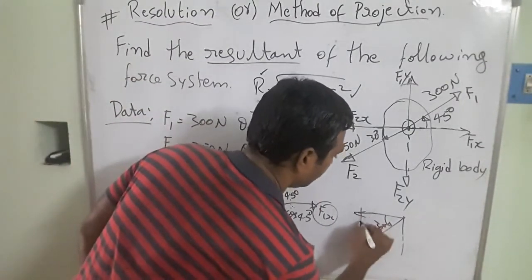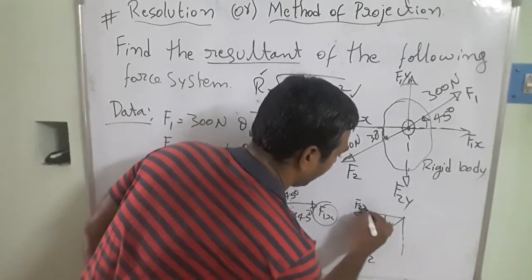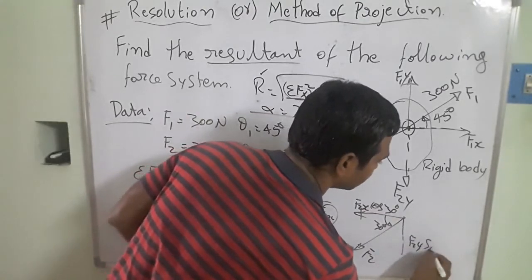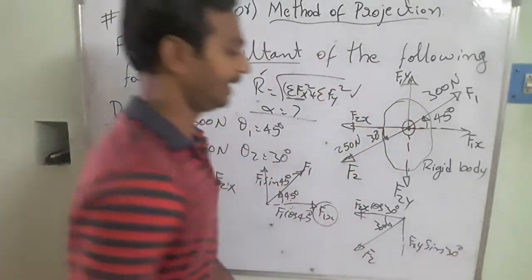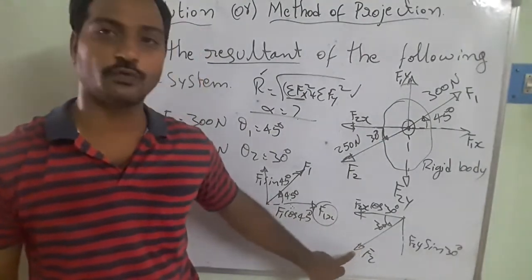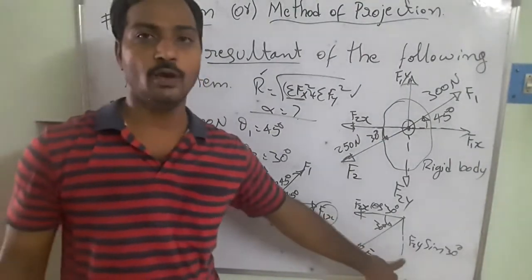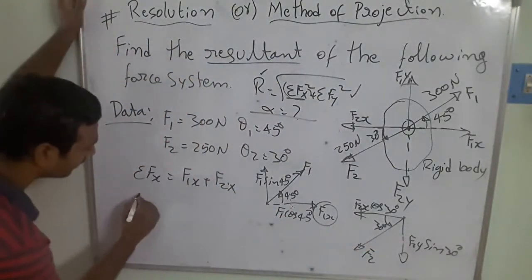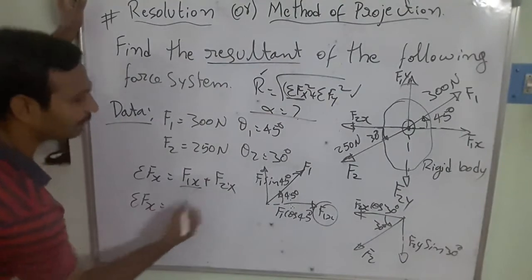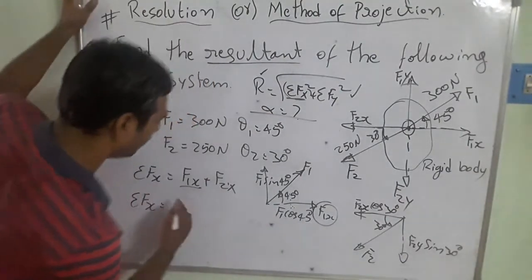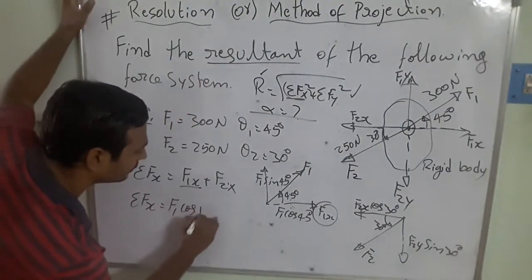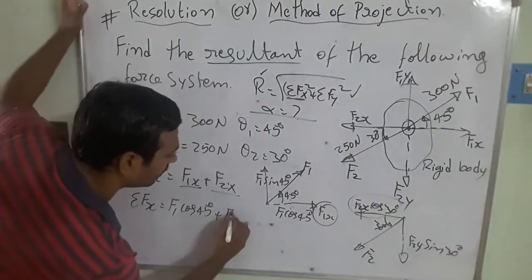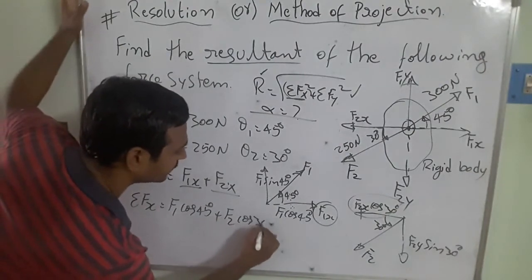So this is going to be F2x is F2 cos 30 degrees, F2y is F2 sin 30 degrees, we are going to be taking. So this is the resolution of the force F2 into horizontal and vertical components, so that I am going to substitute in this equation. So sigma Fx is equal to F1x, how much here? F1 cos 45 degrees plus F2 cos 30 degrees we will have.